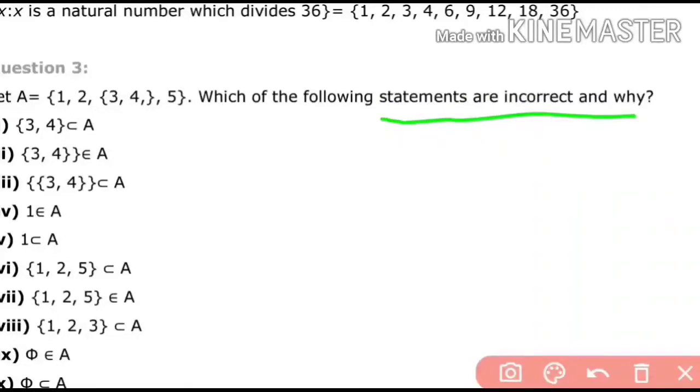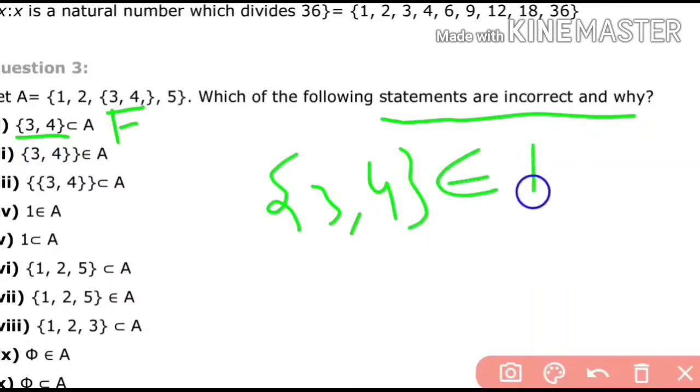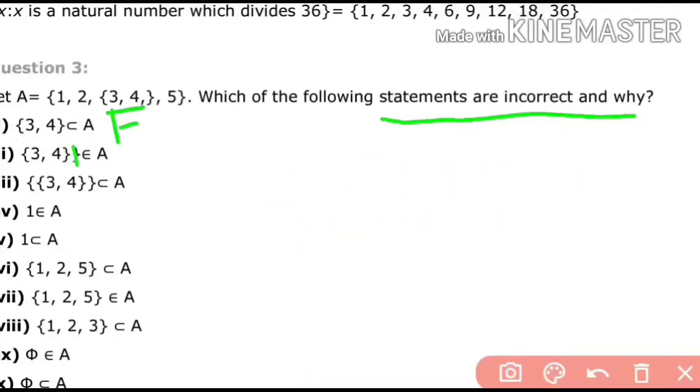So look here, {3, 4} is a subset of A. This is an incorrect statement. This is incorrect, this is a false statement. Why? Because this {3, 4} belongs to A, it is not a subset. The set {3, 4} belongs to A. This is true, this is correct.